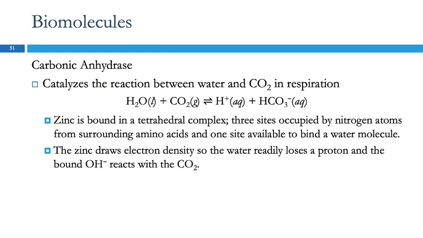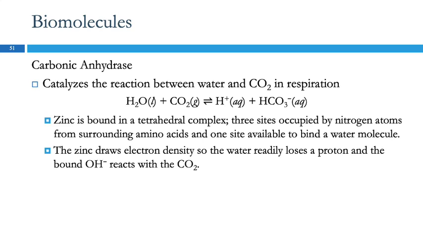A lot of enzymes also use complex ions. Carbonic anhydrase catalyzes the reaction between water and carbon dioxide that occurs in respiration. So this has zinc in it, zinc bound in a tetrahedral complex. 3 of those ligand sites are occupied by nitrogen atoms from surrounding amino acids. 1 site is available to bind with a water molecule. When the water molecule binds to the zinc, it does it through the oxygen.